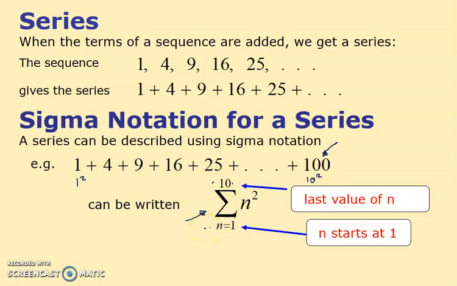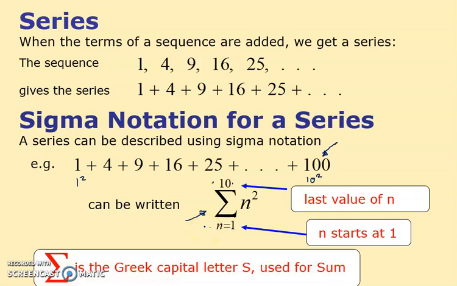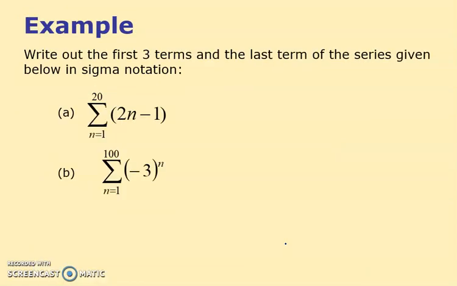Starts at 1, last value n, and sigma is this Greek capital. It's, I suppose, in the Greek alphabet the equivalent of an S, and we use it therefore for a sum. So work out these, it says, the first three terms and the last term of the series given below.